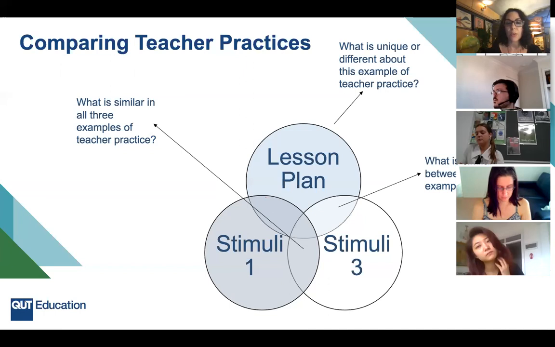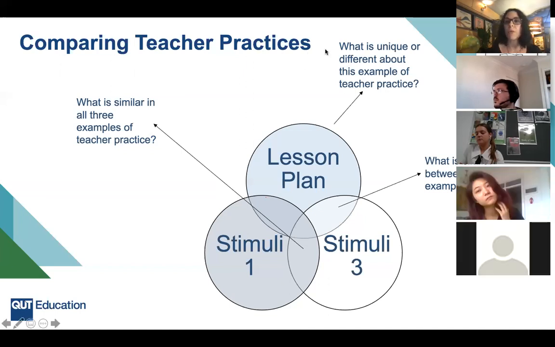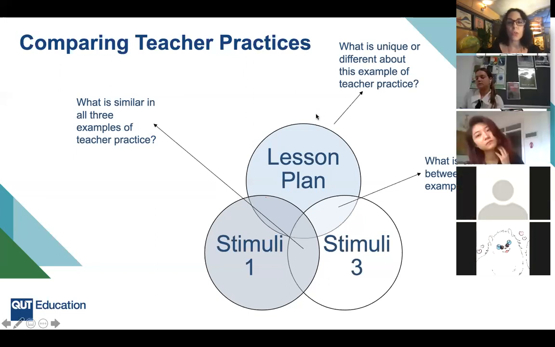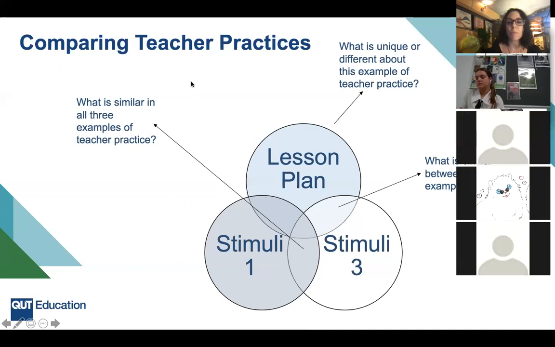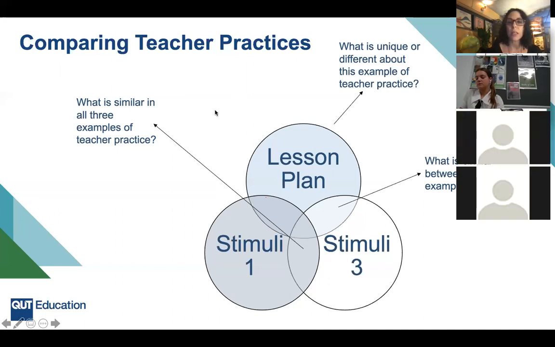And to those of you who are watching the recording, while everyone's gone off into their breakout groups, I would like you to see if you can do some comparing and contrasting. So what is unique or different about the lesson plan, I guess, as opposed to the examples of teacher practice? Okay, I'm going to pause the recording and off you go.